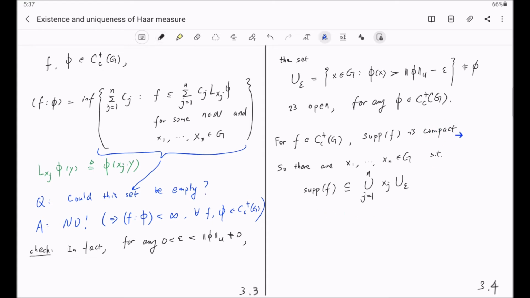So how is the compactness used here? Without compactness, we may want to consider all elements in G, and we can take possibly infinitely many left translations of u sub epsilon by all elements of G, which clearly cover the support of f, because that union will be essentially G itself. In particular, it covers the support of f. But because the support of f is compact, we can reduce the infinite cover to a finite cover.